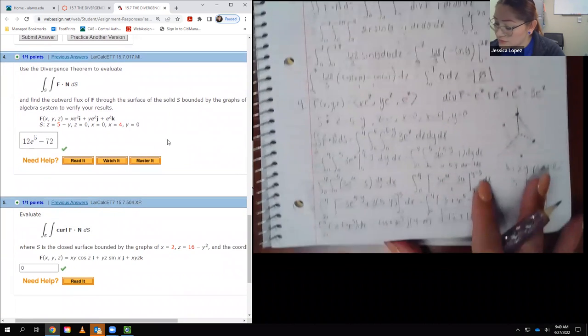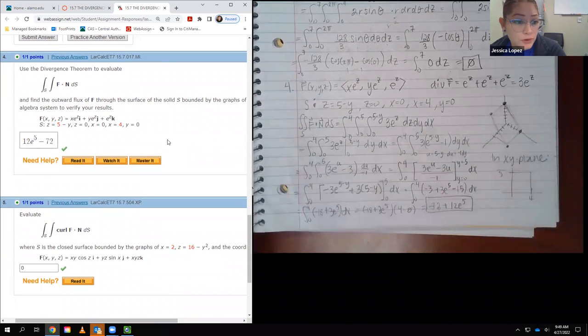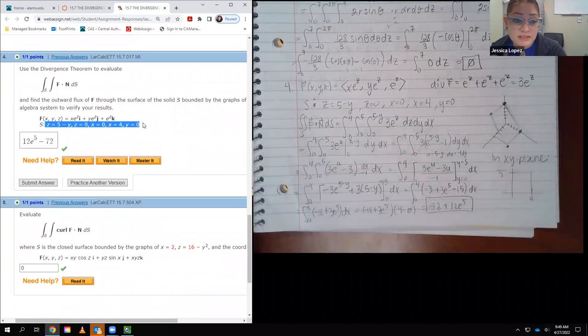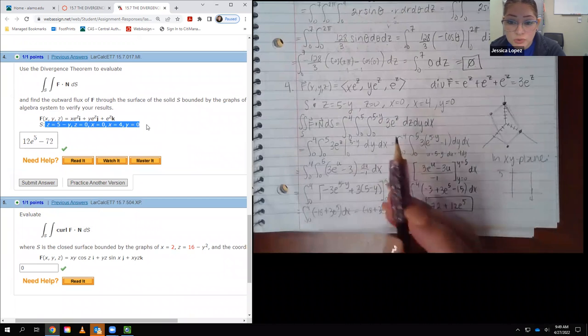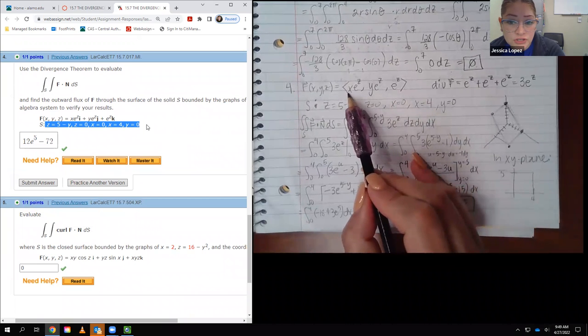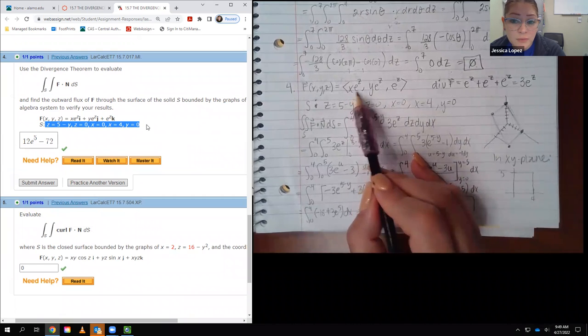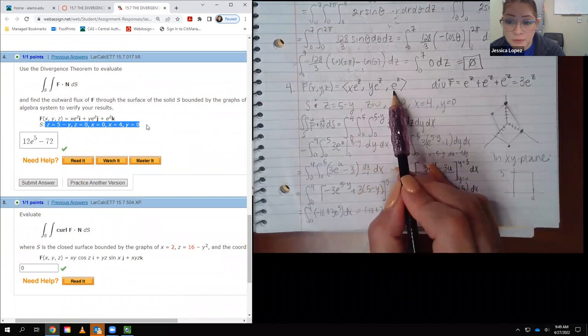Now we're getting to the last few, okay? So number 4. Very similar, but our solid is not exactly the same as before, okay? So I did write my vector field in the I component, J component, K component. And then I found the divergence.